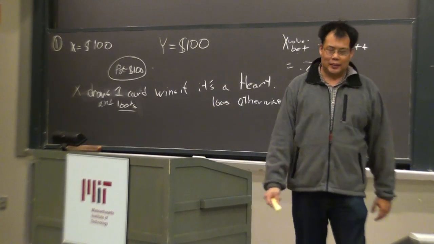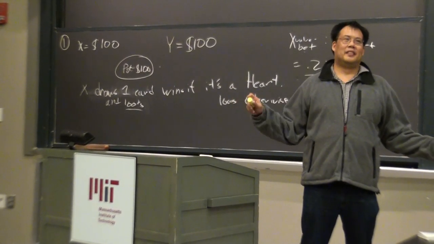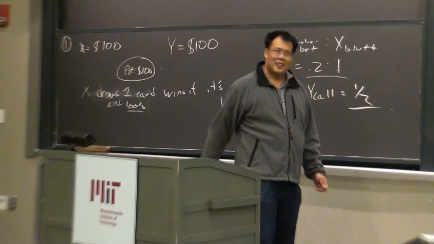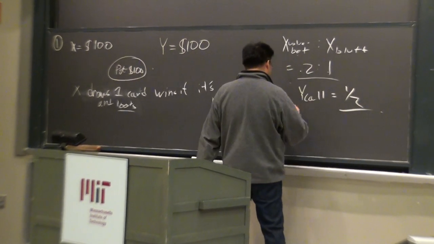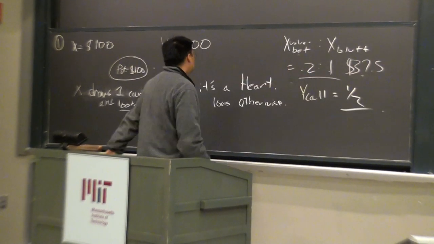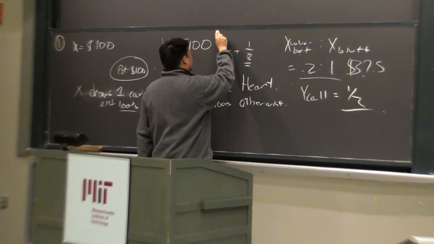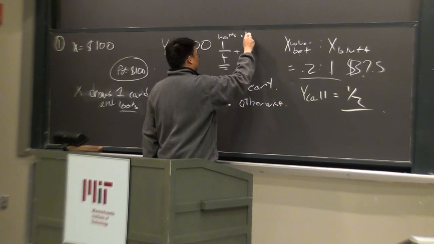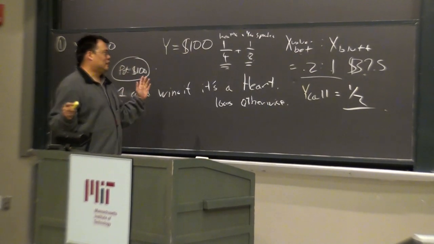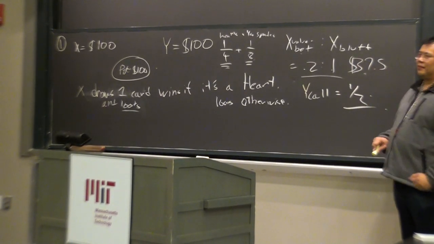So since it doesn't matter whether Y calls or folds, let's just suppose Y folds when we bet. What's our equity in the pot? 37.5. 3/8. Correct. $37.5. Right. And that's because a quarter of the time, this is all the hearts, and an eighth of the time, this is the hearts plus half the spades. So yeah, $37.5.